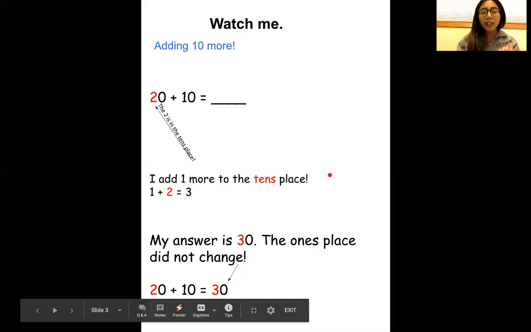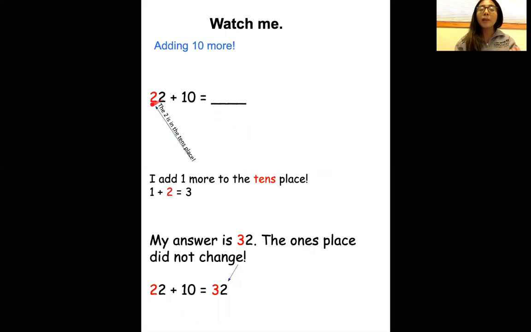So let's look at the next one. I'm now going to do 22 plus 10. Remember, I'm looking at my tens place, and I know, just like from our chant, that I add one more to the tens place. I don't have to count or guess. So I say, okay, 1 plus 2 equals 3. My answer is 32. The ones place did not change again.